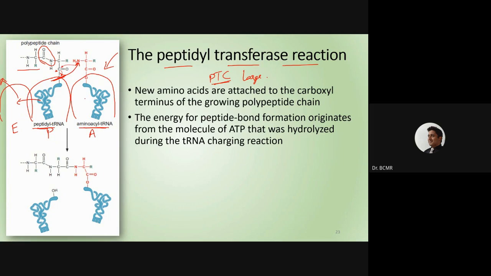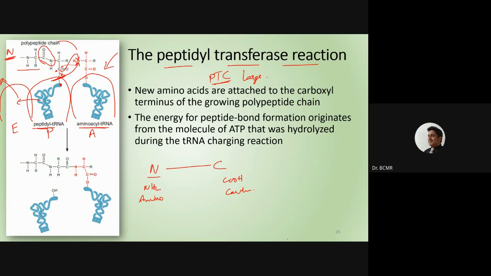What you need to remember is that translation happens from N to C. N is for amino group, C is for carboxylic group. Why is that? This carboxyl group is attached to this one, and the next amino acid is going to be added to this. That means it is added on top of this, and in this end, you will see that it is N.